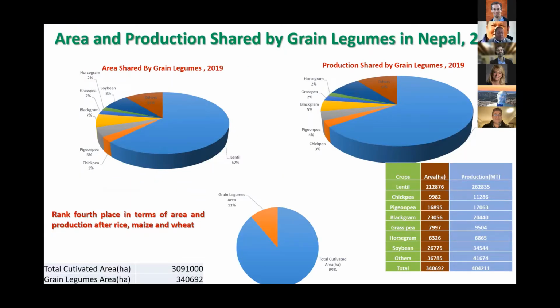Grain legumes share about 11% of the total cultivated land, and rank 4th in terms of area and production after rice, maize, and wheat. However, lentil has a major share, 62% of the area and 65% of the production. So this is the number one legume crop in Nepal. Recently, it covers 2,12,876 hectares of land, and its production is about 2,62,835 metric tons.